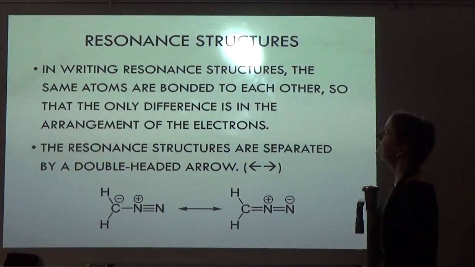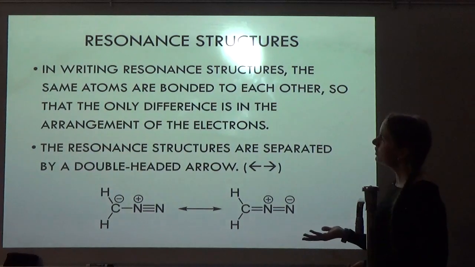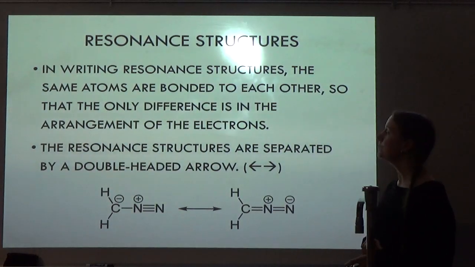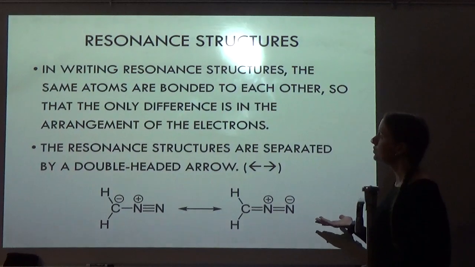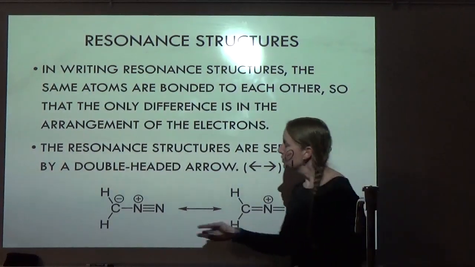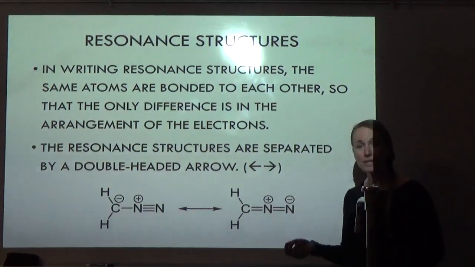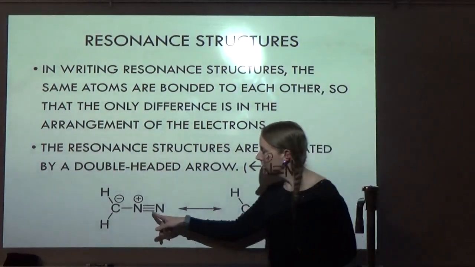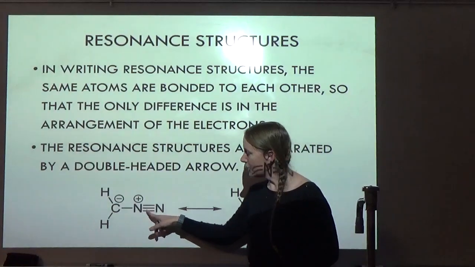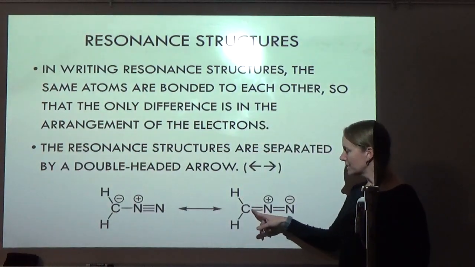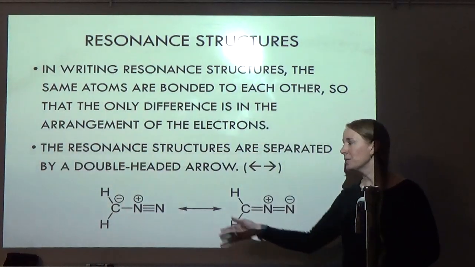In writing resonance structures, the same atoms are bonded to each other, so the only difference is in the arrangement of the electrons. The resonance structures are separated by a double-headed arrow. You can see that the C, the H's, and the N's are all in the same position, but all that has happened is one of the bonds is here in this structure and one of the bonds is here. Again, it's a hybrid of the two.